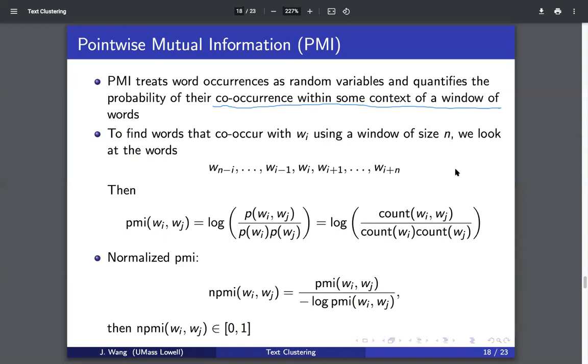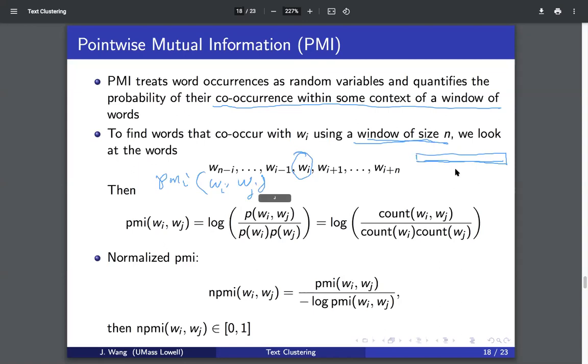So rather than just doing a straightforward counting of co-occurrences of words, you are going to take a language model approach. For instance, let's say I have a window size of n, meaning I'm going to look at a sequence of consecutive n words. And then let's say wi appears in this window, then I'm going to compute the information that wi and wj carry, where wj is part of this context. That I'm going to say is a pairwise mutual information.